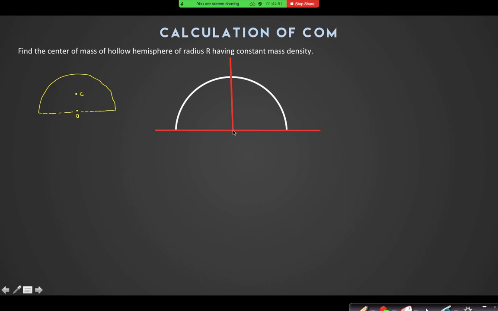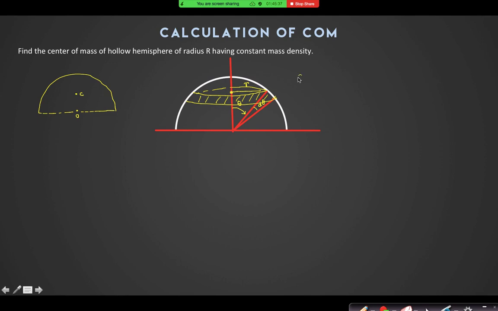So here let us take this small segment lying between theta and d theta. So this angle is theta and this small angle is d theta. Can you assume a small ring lying here? A small ring that lies over the surface of that hemisphere like this. The radius of that small ring is r. The center of mass of that ring is definitely at the center.